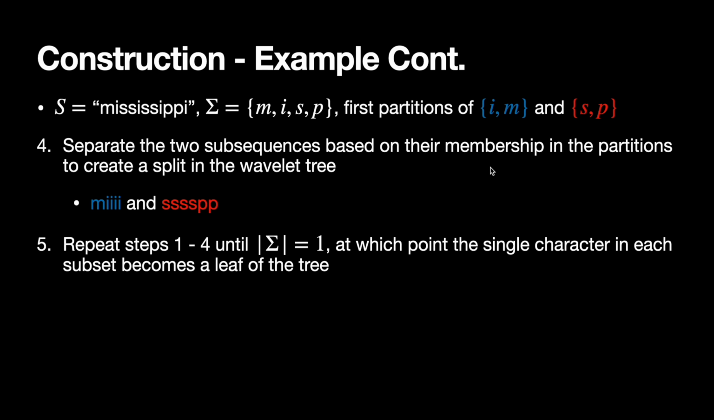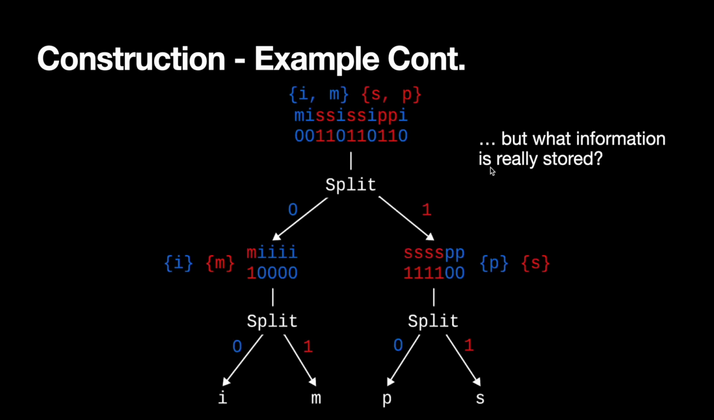Now we're going to repeat steps 1 to 4 for that M, I string and the SSSSPP string until the size of the alphabet we're working with becomes 1, at which point we will be left with a single character in each of the alphabets, and that single character will become a leaf of the tree. Now for visualization, I've got this example pulled up.